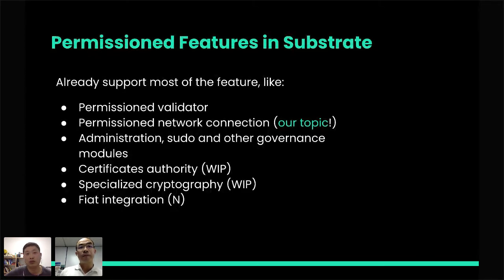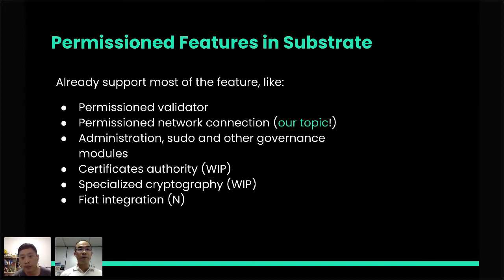So let's have a quick overview of the features to build a permissioned network in Substrate. Most of the features are already supported, but some of them are work in progress, and some of them are not built by Parity and the ecosystem team yet. The features include that you can run a permissioned validator to secure the network. This is being done by Gotham, which is also from Parity. You should be able to find the tutorial and code base very easily on GitHub.